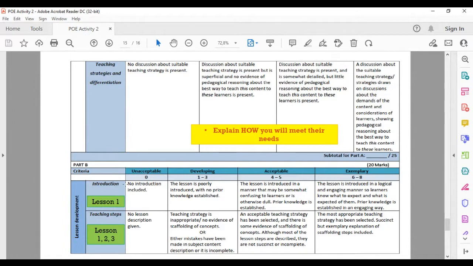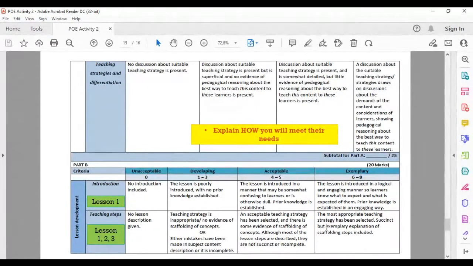Part B is for the 3 lessons. Here for the introduction, you are only going to introduce this topic in an engaging manner so that the learners know what to expect and what is expected of them, where you also establish prior knowledge in an engaging way. This is only in lesson 1. The teaching steps will be for lessons 1, 2, and 3, where you discuss the most appropriate teaching strategy, and you also explain the steps that the teacher is going to take, as well as what the learners are going to do to scaffold their knowledge.